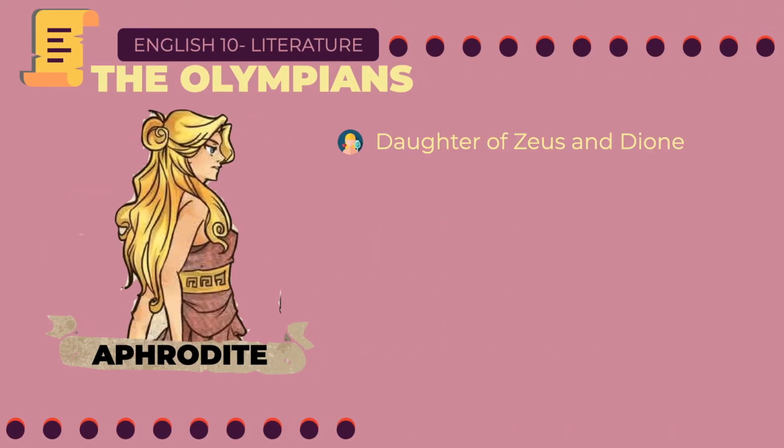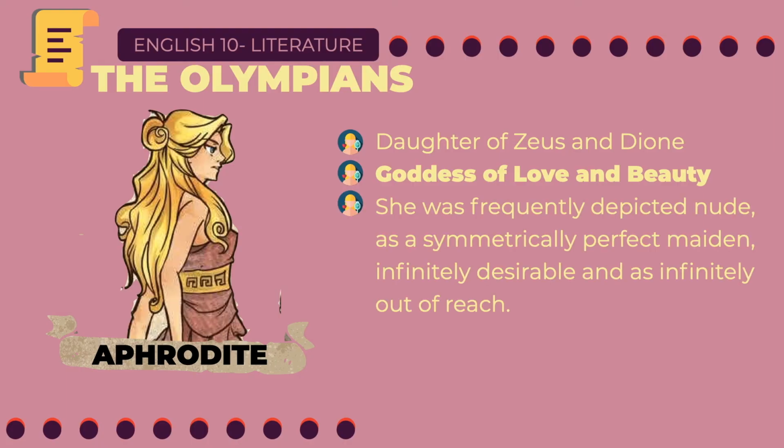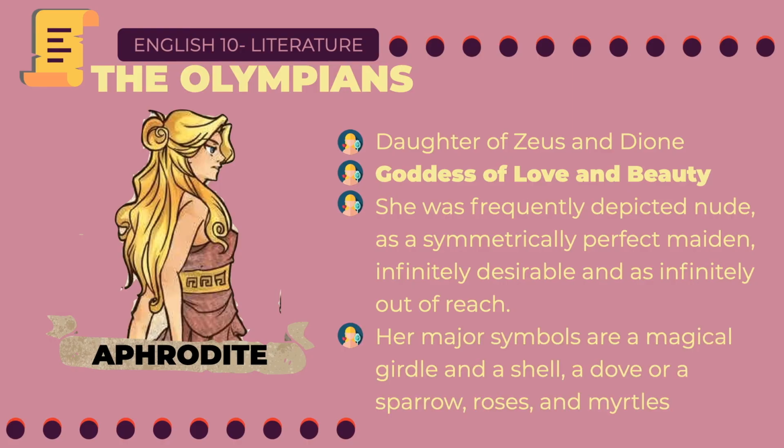Aphrodite is the daughter of Zeus and the Titan Dione. She is the Olympian goddess of love, beauty, sexual pleasure, and fertility. Beautiful and enchanting, she was frequently depicted nude as a symmetrically perfect maiden, infinitely desirable and as infinitely out of reach. She was sometimes represented alongside Eros and with some of her major attributes and symbols: a magical girdle and a shell, a dove or a sparrow, roses and myrtles.